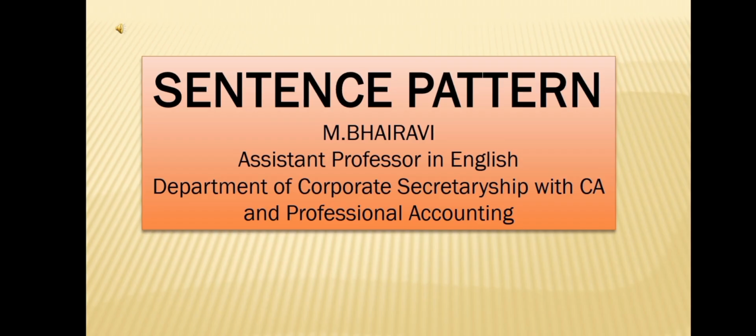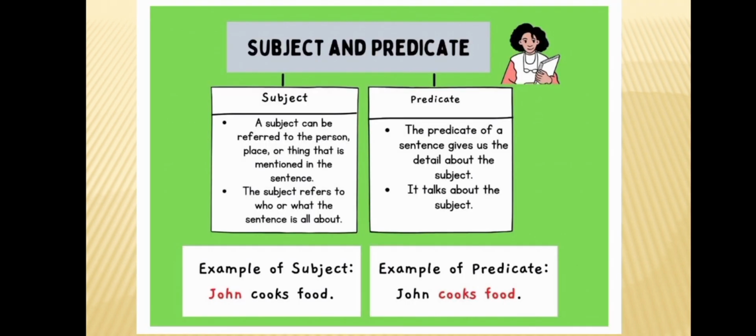Today we are going to learn about sentence pattern. Before going into the topic sentence pattern, we must learn what is a subject and what is a predicate in a sentence. So a subject is something which refers to a person, place, or a thing that is mentioned in the sentence. The subject refers to who or what the sentence is all about.